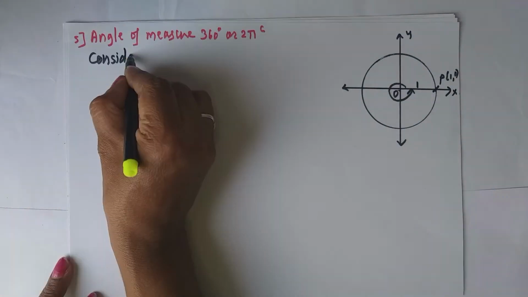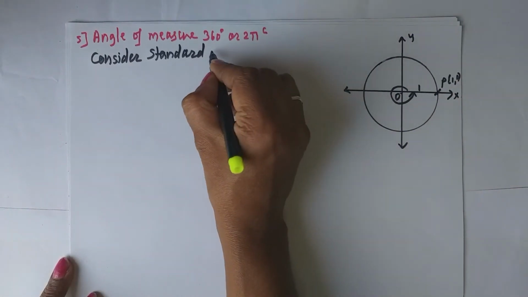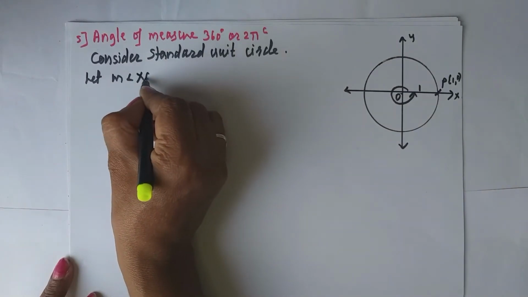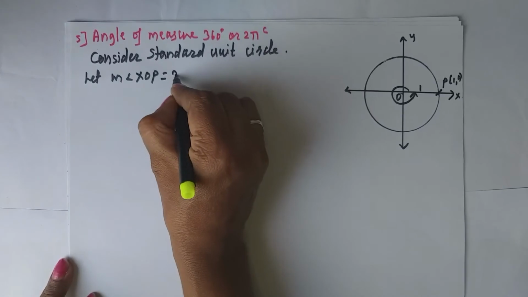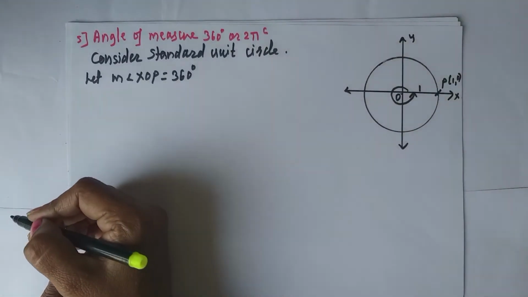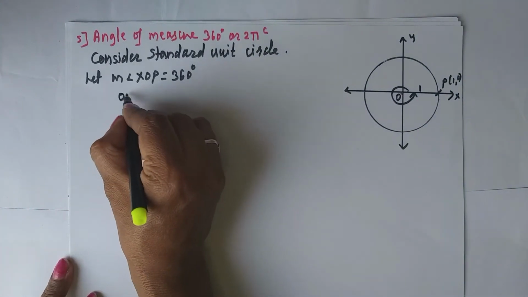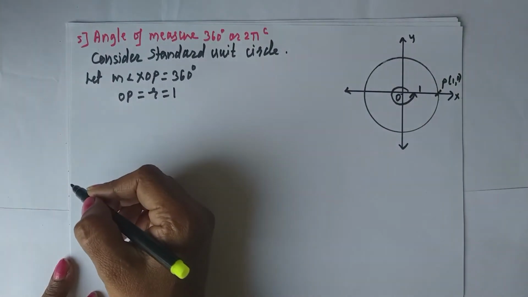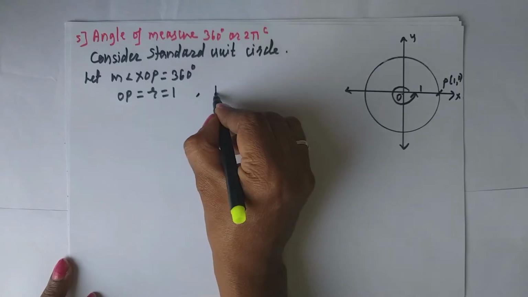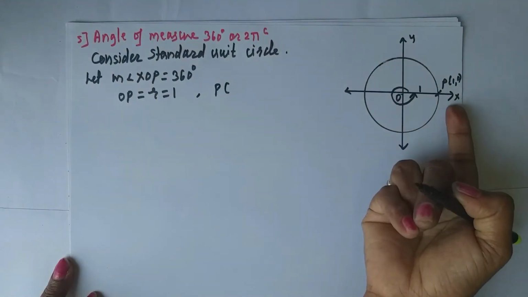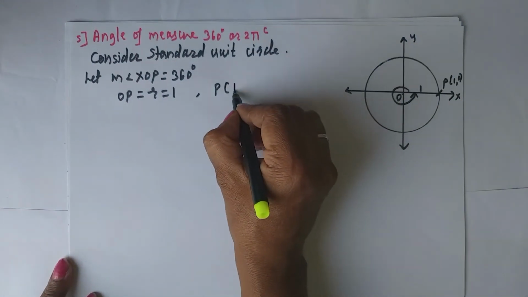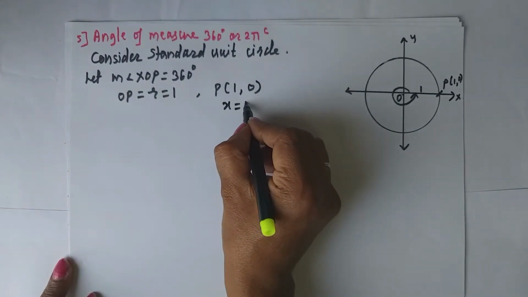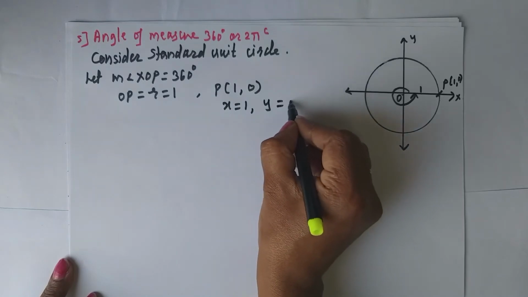Then you write down, consider standard unit circle. Let measure of angle XOP be 360 degree or 2 pi radians. And here again OP is radius and it is the standard unit circle, therefore 1. And what will be the coordinates of P? P lies along the positive direction of x-axis, therefore coordinates of P will be 1, 0. That is, the value of x is 1 and the value of y is 0.